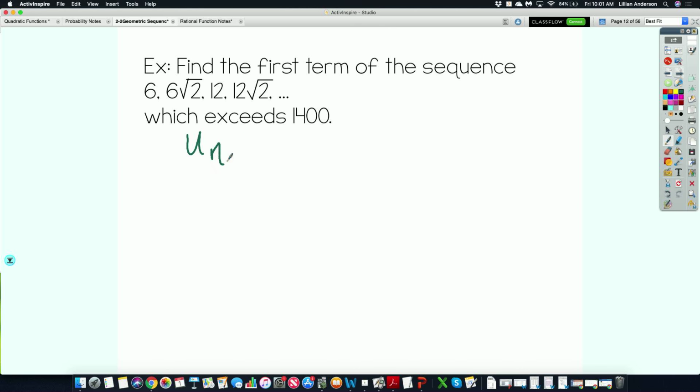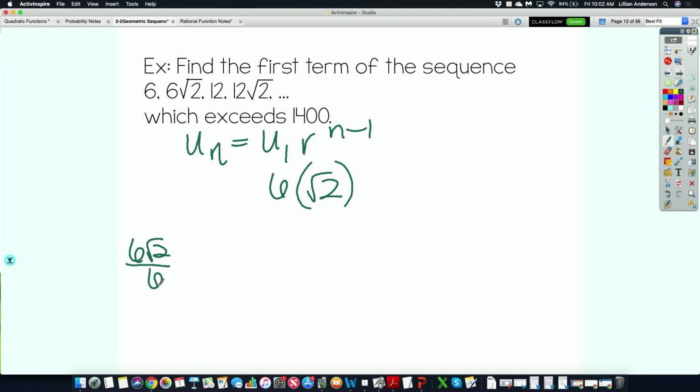So I already know my first term is 6. What is my common ratio? Say again? Root 2. If you did not know or you didn't recognize that it was root 2, how could I find it? 6 root 2. And what happens to the 6's? Cancel off. There you go. Okay? So it's going to be raised to the n minus 1 power. It should equal what? 1,400. Because that is the term you're trying to figure out. That's the nth term.